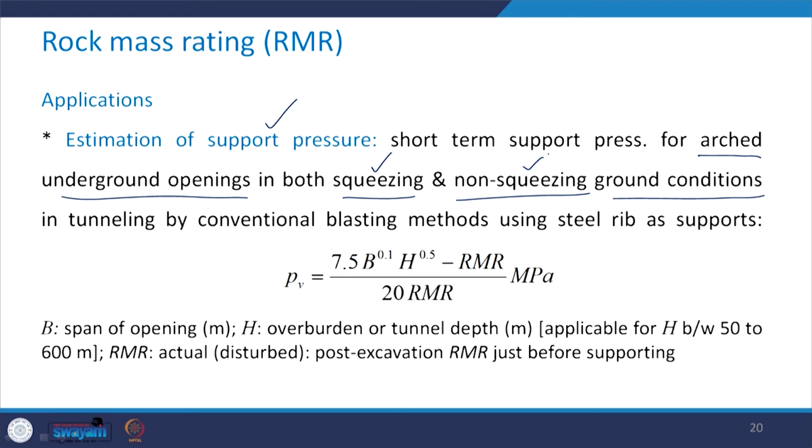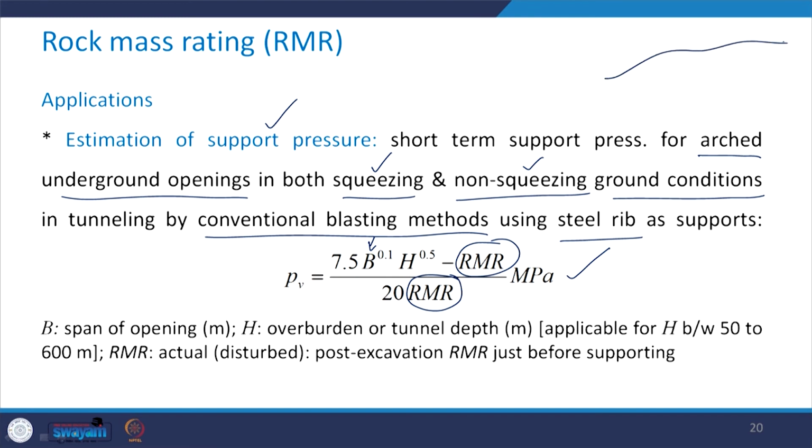For the time being, you just think about this situation, that RMR can also be used to estimate the support pressure for tunnels. So, if there is squeezing and non-squeezing ground condition in tunneling, and the conventional blasting methods are used and steel ribs are used as the support, then this expression gives you the idea about the estimation of the support pressure. Here you can see that the RMR comes into picture, and B is the span of the opening in meter, and H is the overburden or the tunnel depth.